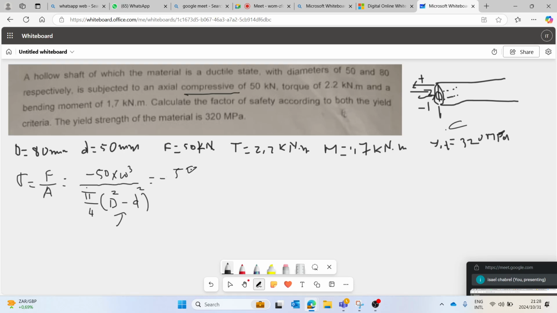So minus 50. Please take your calculator so you can move fast. Now you have pi over 4. If you're asking where the pi over 4 is coming from, the diameter is 0.08, since 80 is in millimeter. I think it is 0.08. But you can also convert on your side there.